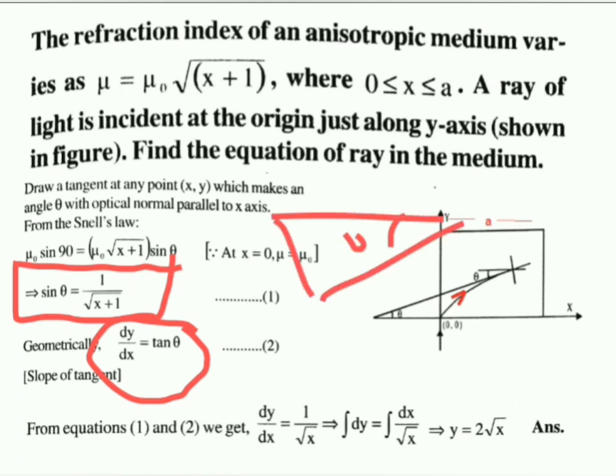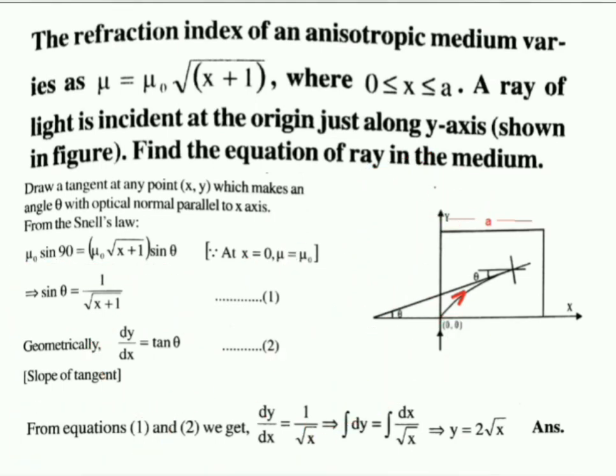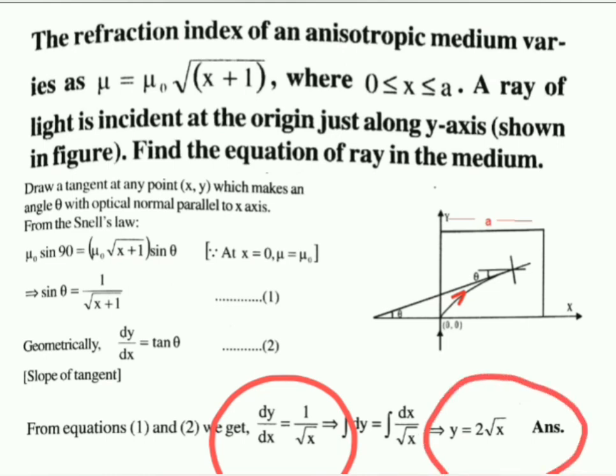Sine theta is opposite by hypotenuse, 1 plus x. So find the adjacent side. Then you can find the value of tan theta. From there you will get dy by dx as 1 by root x. And once you get dy by dx equal to 1 by root x, you can integrate the relation and get the equation between y and x as y is equal to 2 root x.